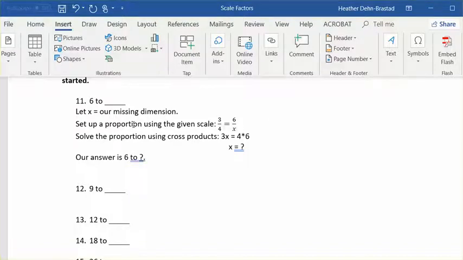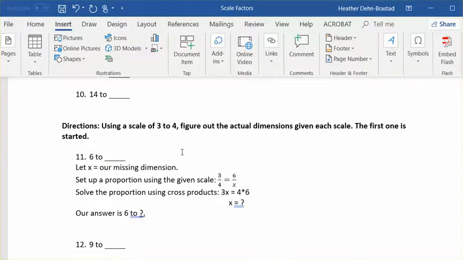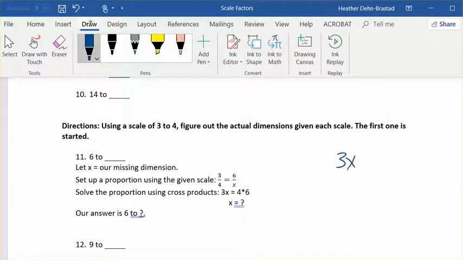Let's finish this one up here. So I set up my proportion. The scale is 3 over 4. It will be equal to 6 over some number. I wrote my proportion. Now I'm going to solve using cross products. So 3 times x equals 4 times 6. I'll do this over on this space here. So 3x equals 4 times 6. And 4 times 6 is equal to 24. Now I just need to solve this for x. So I divide both sides by 3. And I get x equals 8. So our answer is 6 to 8.